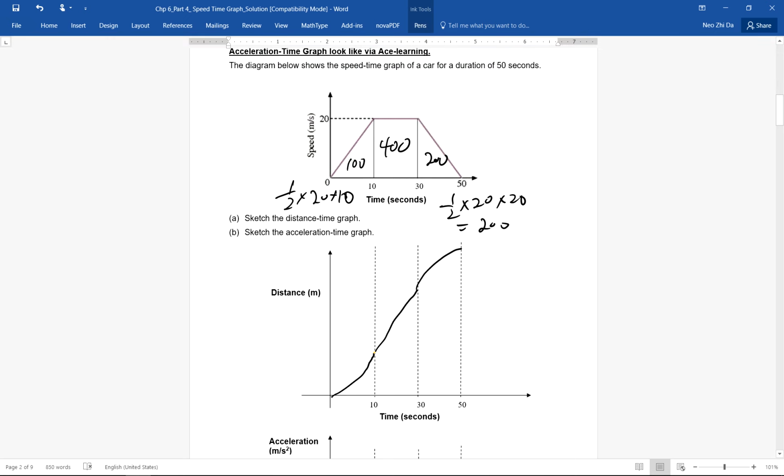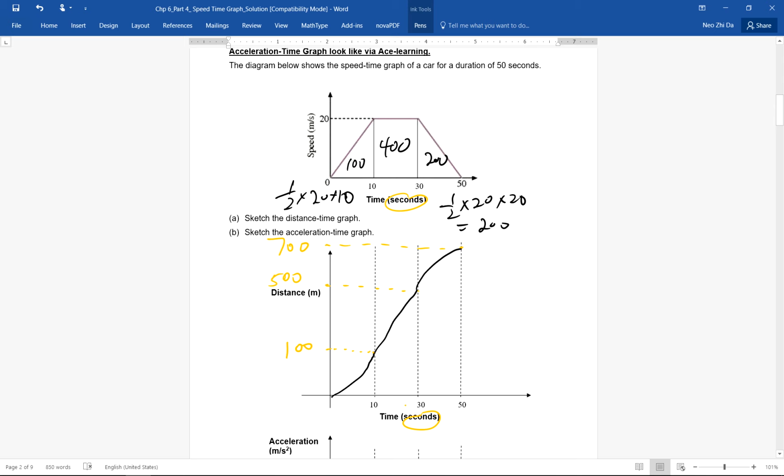So at this point, what is the distance covered? 100. At this point, what is the distance? Total distance accumulated is 400 and 100, so it's 500. At this point in time, what is the total distance covered? 500 plus 200, 700. So 1 mark for the graph, another mark for your distance. Of course the 10, 30, 50 seconds, if it is not provided, then you need to indicate.